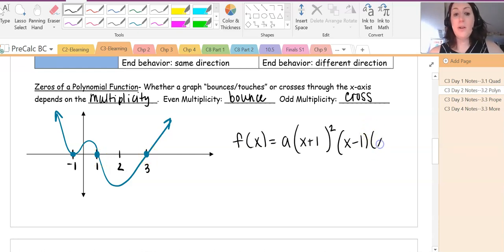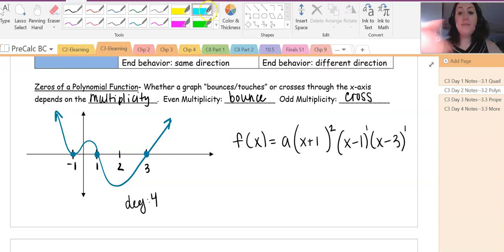And then we have a zero at 3. So it's going to be x minus 3. And again, it crosses, so this is going to be to the first power. Now, the reason you know it has to be a 2, 1, 1 is because of the overall degree of this polynomial. This is a W type shape, so this is something you should recognize as a degree 4, or an x to the fourth for your power function. And what that means is that all of your individual multiplicities have to add up to that total degree. So this has to be a 2, 1, 1 because that's the only way to add up to 4 by having an even number and then the two odds.